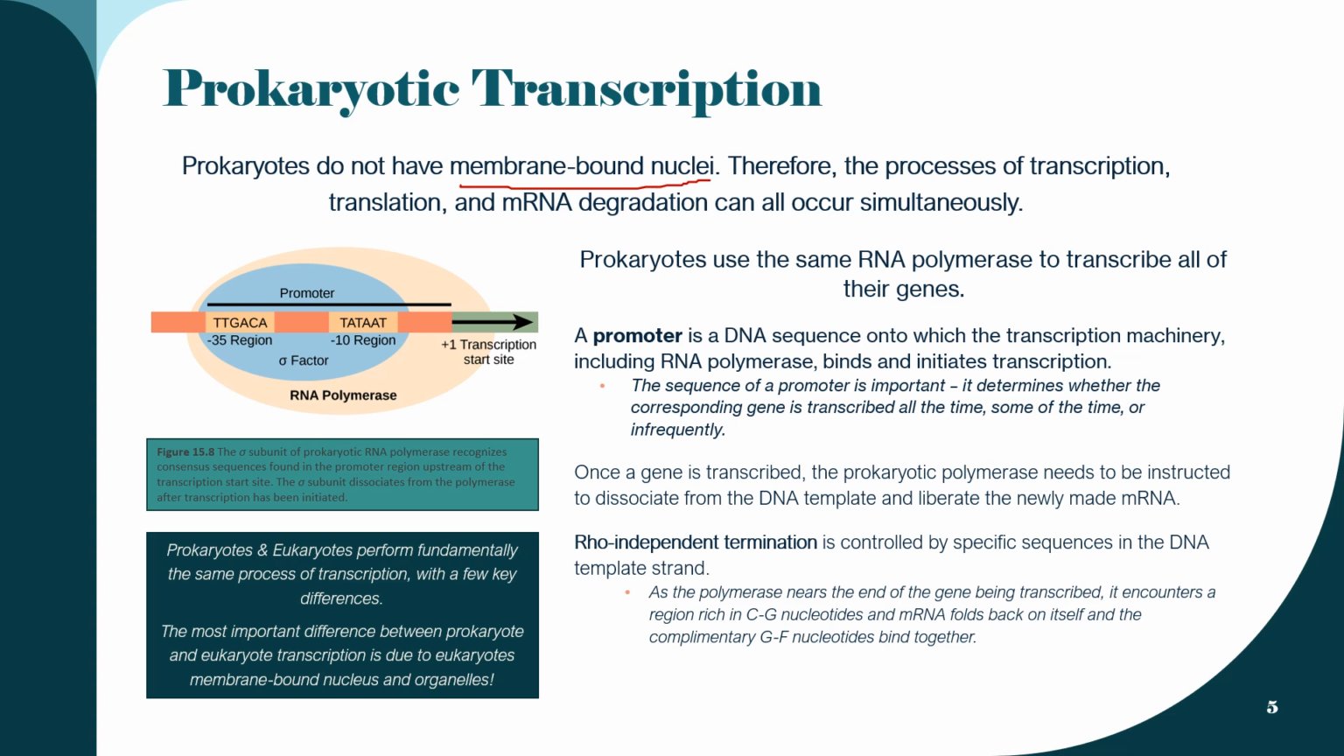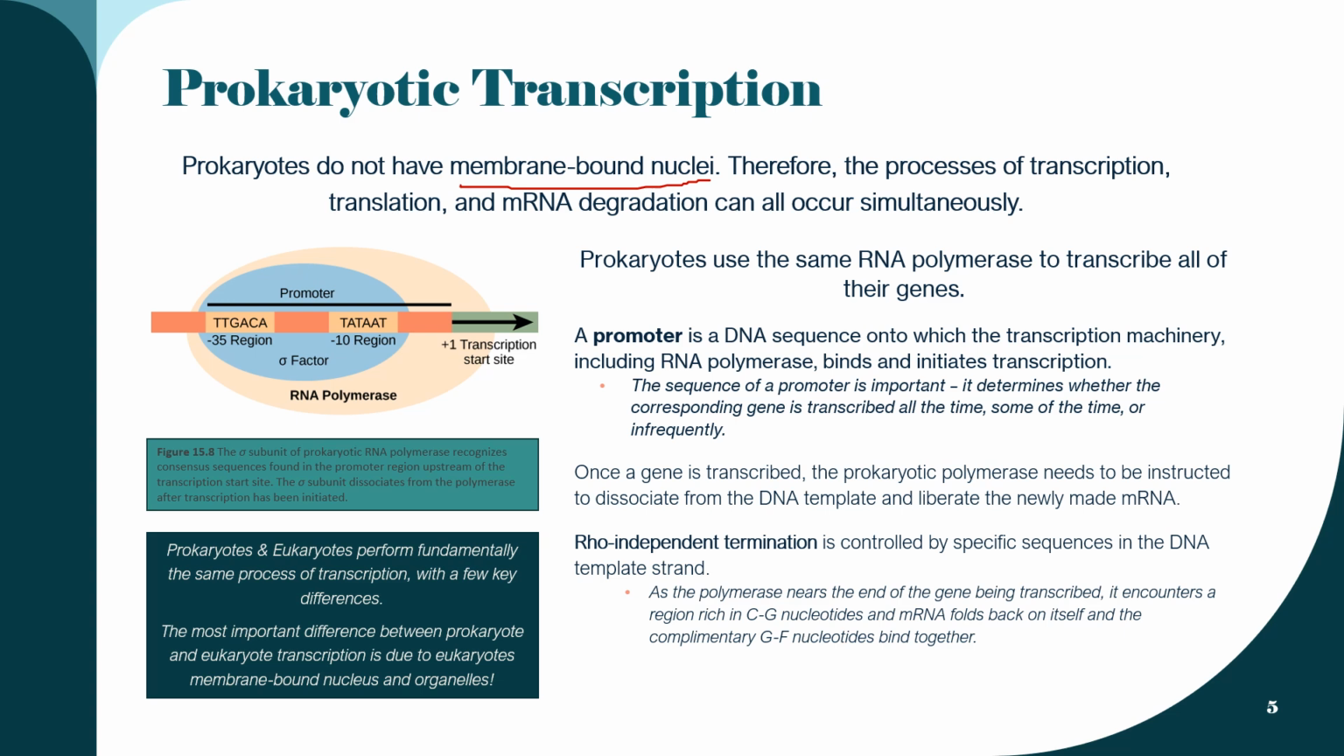So it says here a promoter is a DNA sequence onto which the transcription machinery, including RNA polymerase, binds, and then it initiates the process of transcription, or transcribing that original piece of DNA. The sequence of a promoter is important because it determines whether the corresponding gene is transcribed all the time, some of the time, or very infrequently.